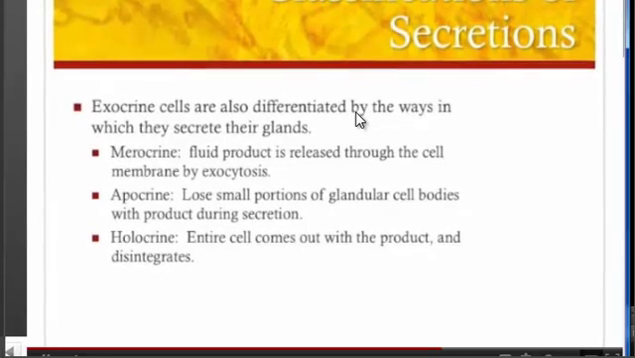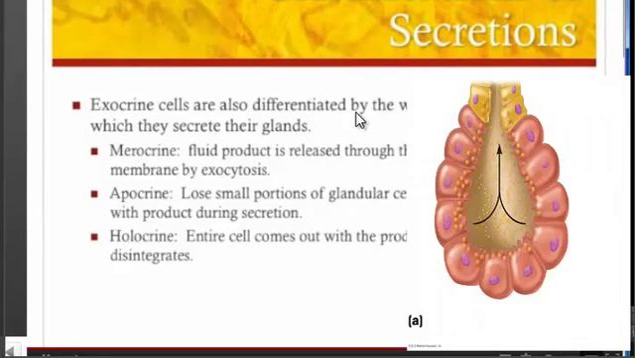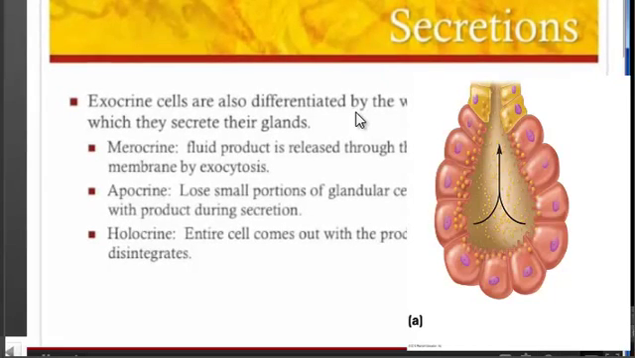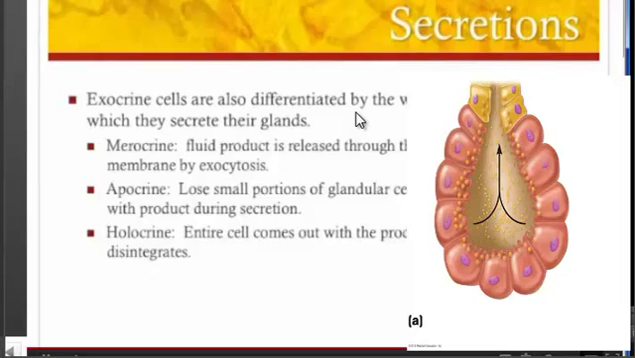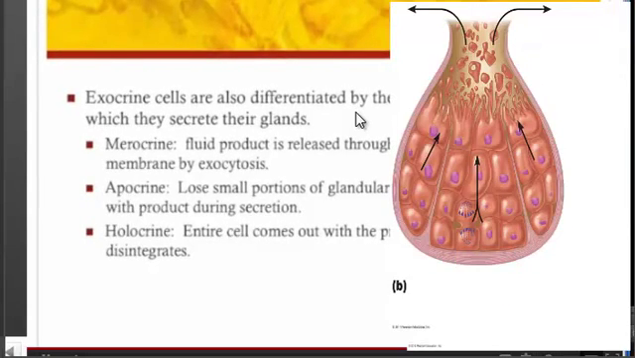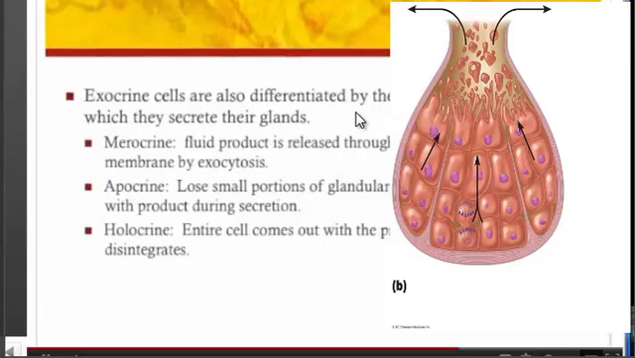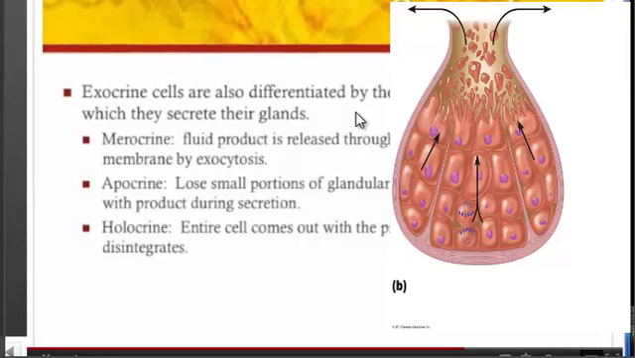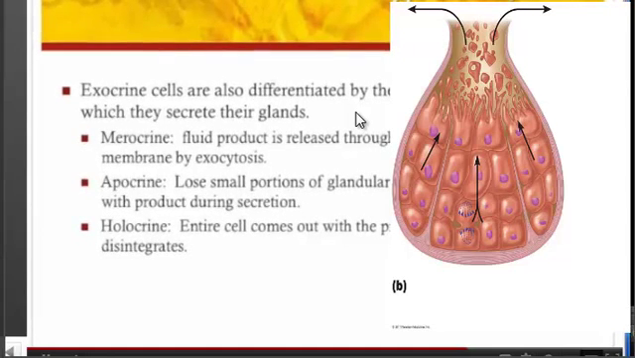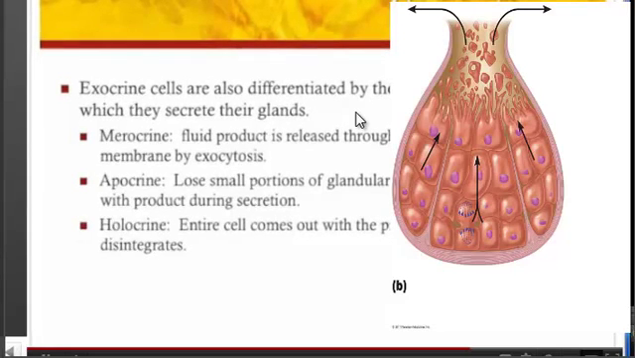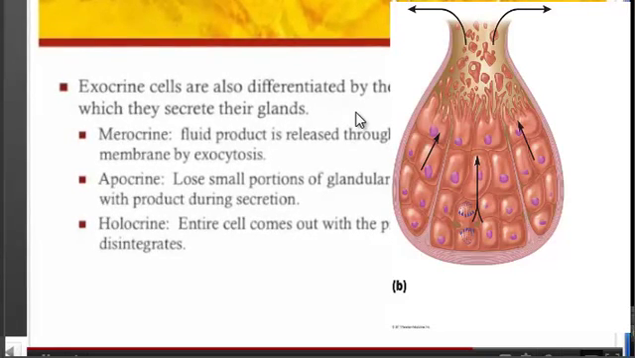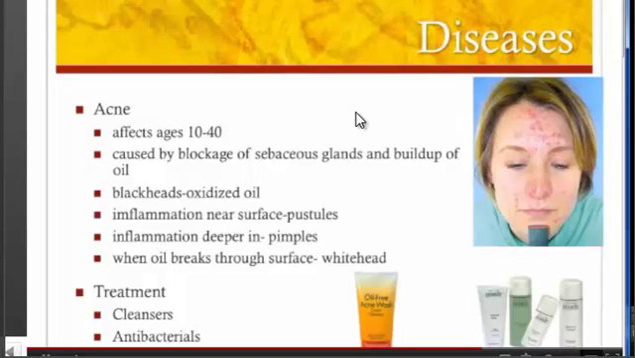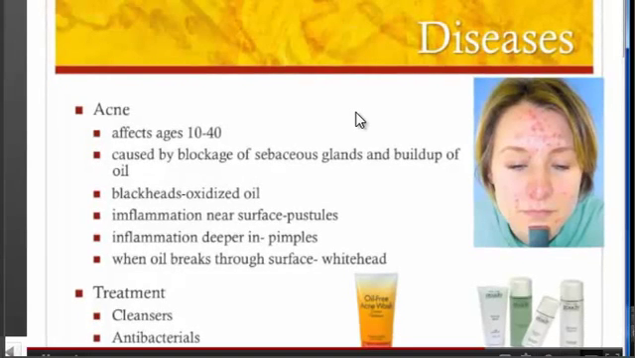These exocrine glands are differentiated by the way that they secrete their substances. If it's merocrine, it releases by exocytosis onto the surface of the skin or through its duct, like we see here. If it's apocrine, they lose small portions of their glandular product during secretion, and the surface of their cells have been pinched off. If it is a sebaceous oil gland, then the holocrine type is what we're referring to, and the entire cell dies off as it is sacrificed in the rupturing that occurs, and it disintegrates following this. This process is often associated with the holocrine type with acne.